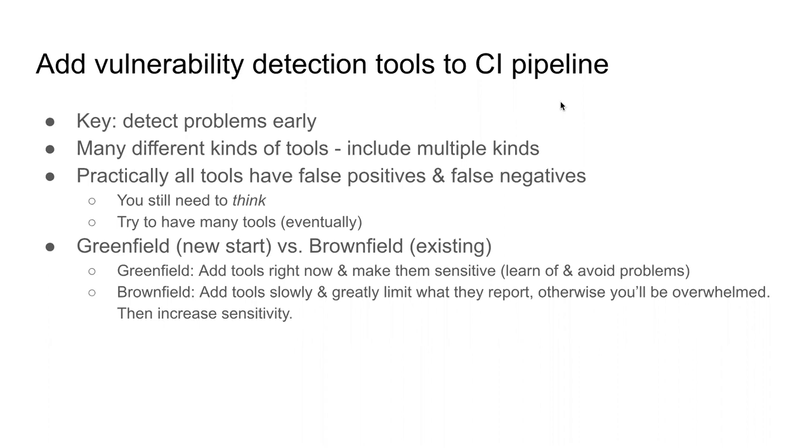False positive means that it's going to report something that isn't really a vulnerability. False negative means it's not going to report something and it was a vulnerability. What does this mean? You still need to think.